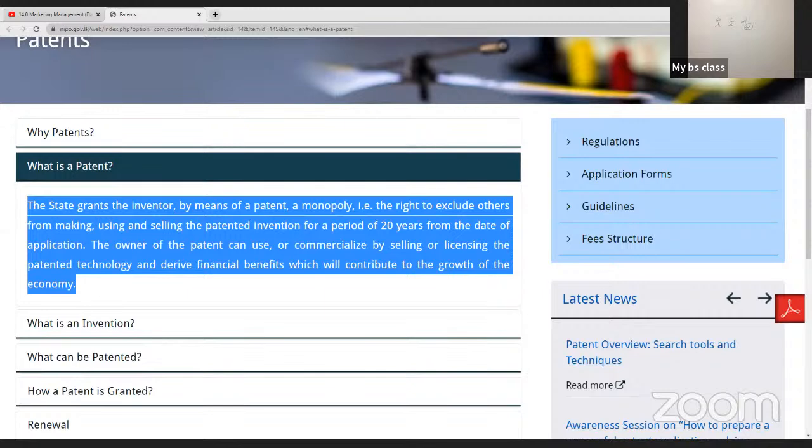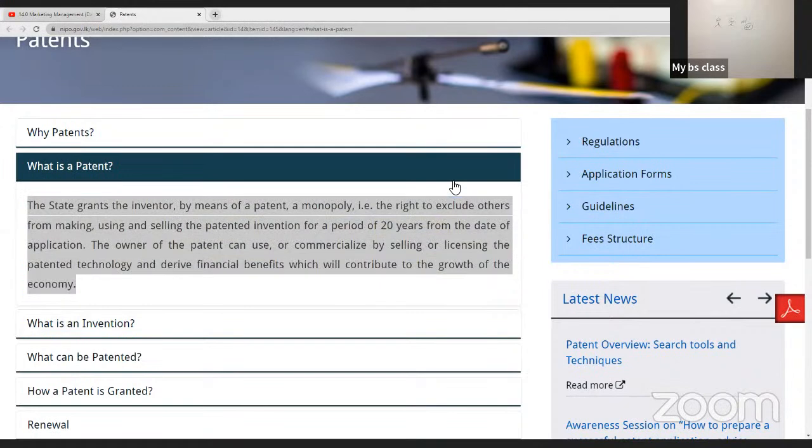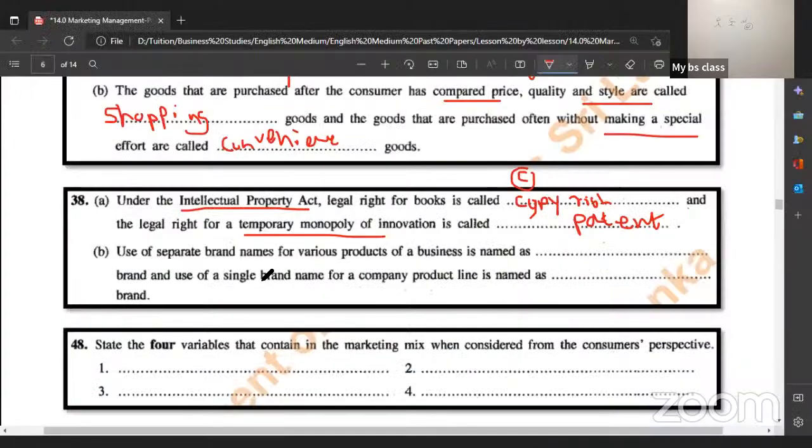Right, so let's move to the next one. The use of a separate brand name for various products. Separate brand names for various products of a business.